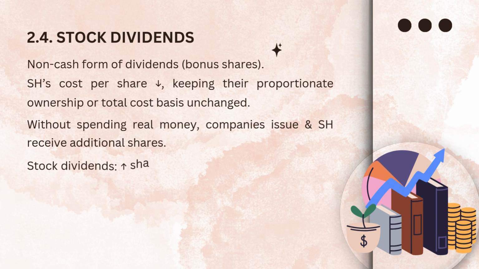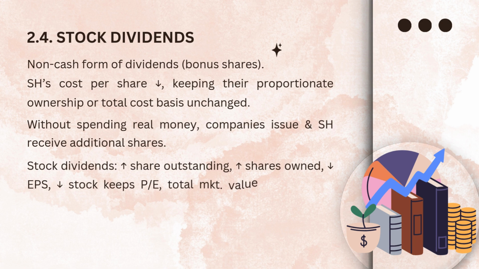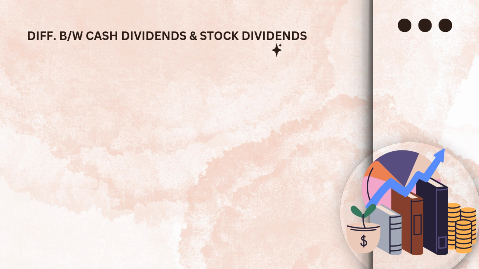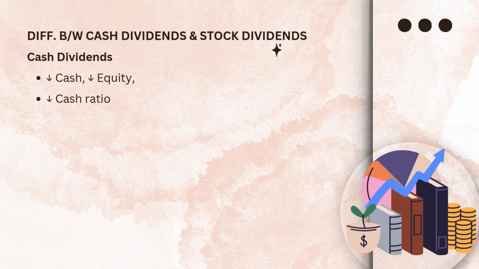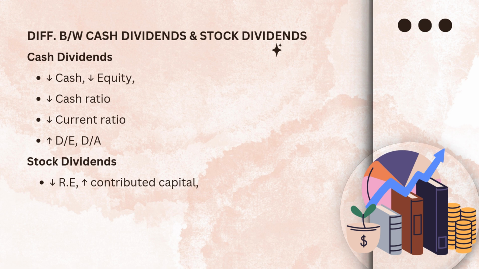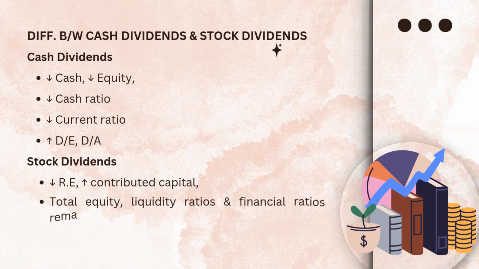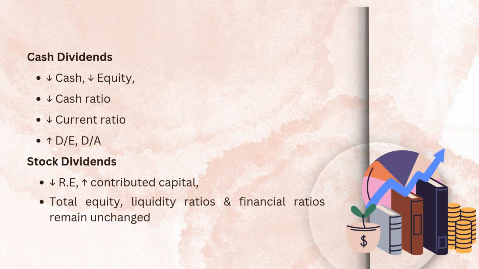Stock dividends: increase in shares outstanding, increase in shares owned, decrease in EPS, decrease in stock price; P/E, total market value and ownership value remain unchanged. Difference between cash dividends and stock dividends. Cash dividends: decrease in cash, decrease in equity, decrease in cash ratio, decrease in current ratio and increase in D/E, D/A. Stock dividends: decrease in R.E., increase in contributed capital, total equity, liquidity ratios and financial ratios remain unchanged.